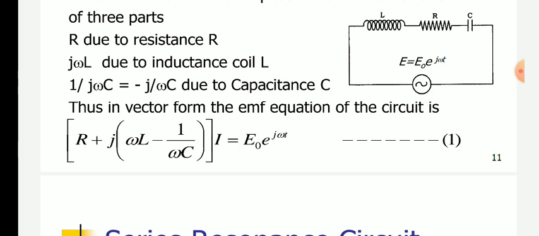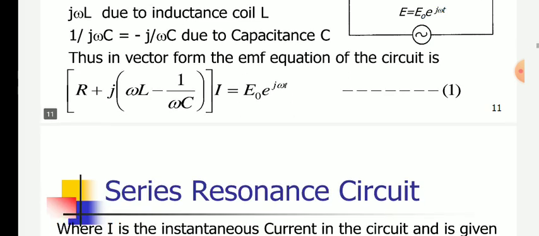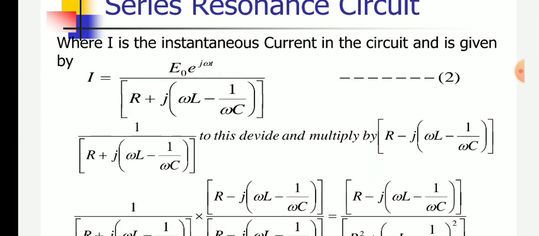So we can consider the vector form of the EMF equation. Once again Ohm's law, that is R into I, that is the total impedance into the current flowing through that impedance circuit, gives the voltage drop across that combination. Accordingly, we can write equation number 1, which represents the vector form of the equation, where I is the instantaneous current in the circuit and is given by I equal to E naught e raised to j omega t whole divided by that bracketed quantity. So that is equation number 2.